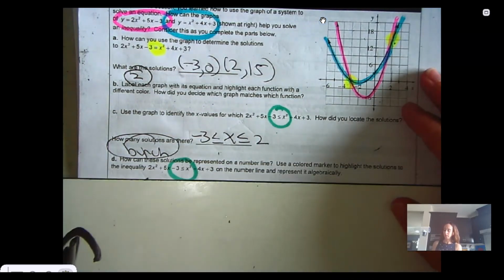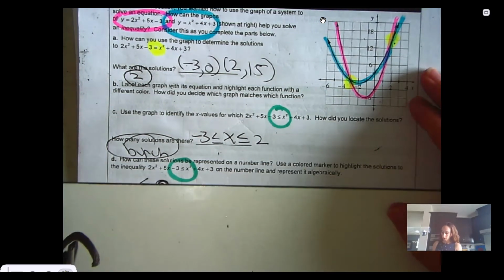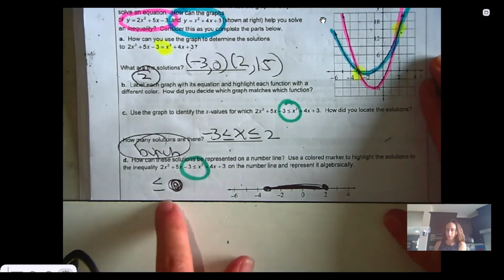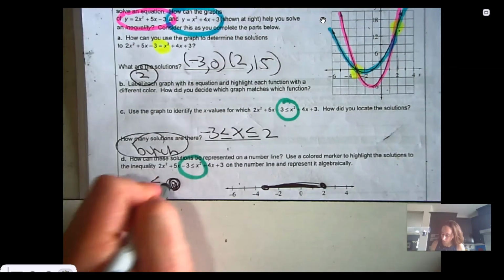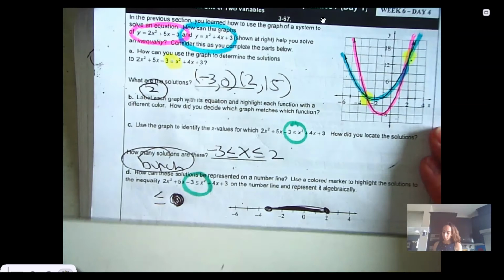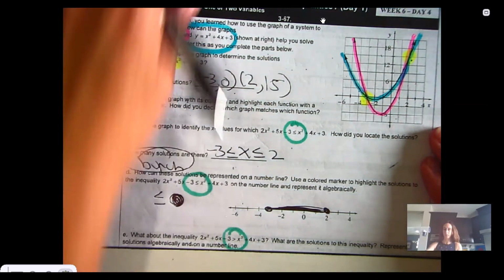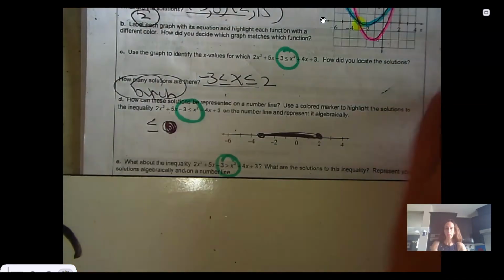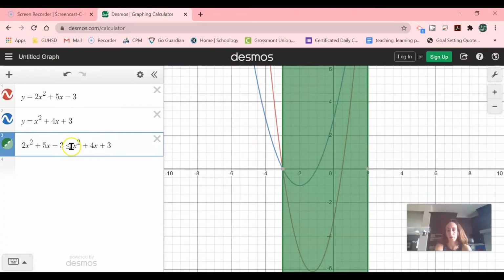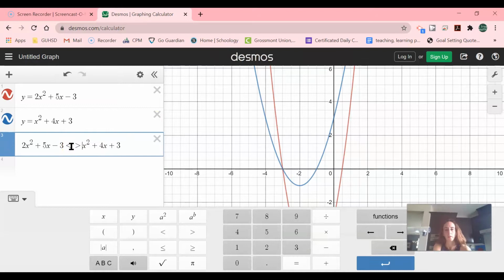What if this time, instead of less than or equal to, and then here's me graphing it. Remember, if it's less than or equal to, it's a closed circle, and this is an and, it's in the middle. What if this time, instead of less than or equal to, I said greater than? Well, let's look over here at Desmos, and I'm going to change this to greater than. What do you think's going to happen?